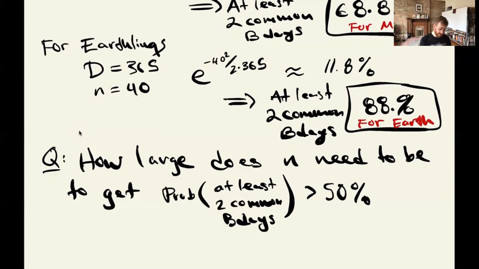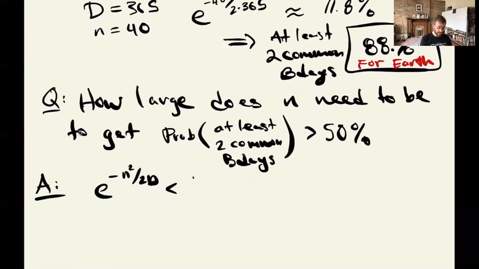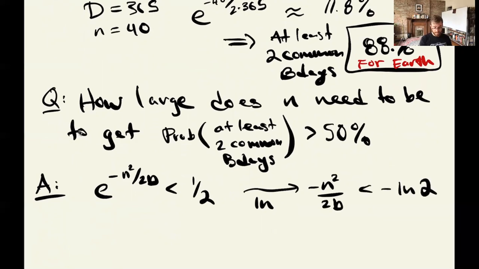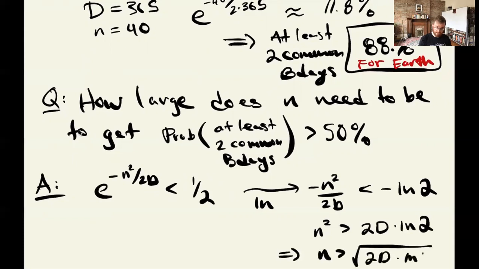If I just try to treat this problem using my formula, the answer comes really quickly from using this approximation, because it says that I want e to the minus n squared over 2d, which is the probability of no 2 common birthdays, or at least an approximation to that, to be less than 1/2. If I take natural log of both sides, n squared over 2d needs to be less than minus ln of 2. If you multiply by minus 1, the inequality flips. So n squared needs to be greater than 2 times d times the natural log of 2, or in particular, n needs to be greater than the square root of 2d times the natural log of 2.